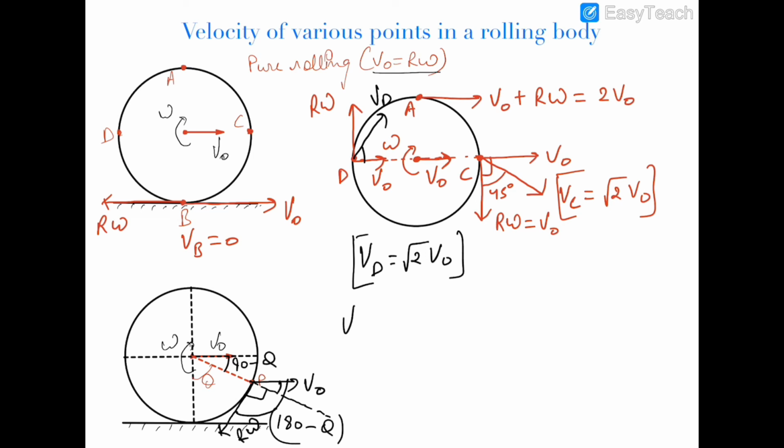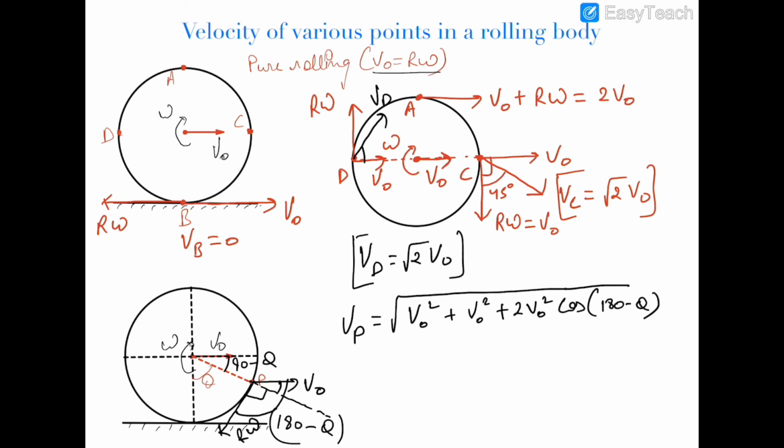So the resultant velocity of point P will be under root of V0 square plus (R omega) square plus 2 V0 (R omega) cos (180 minus theta). Now R omega is also equal to V0. So this is V0 square plus V0 square plus 2 V0 square cos (180 minus theta). So Vp will be equal to under root of 2 V0 square plus 2 V0 square, and cos (180 minus theta) is minus cos theta. So it can be written as minus cos theta.